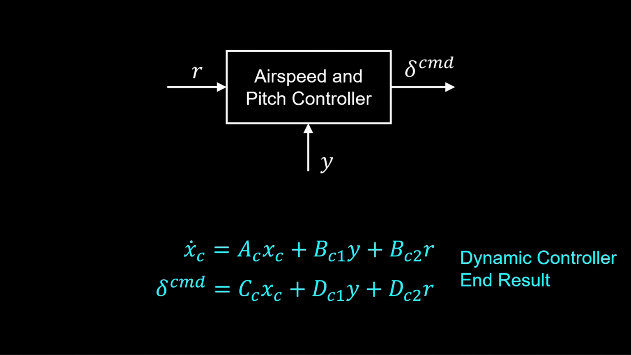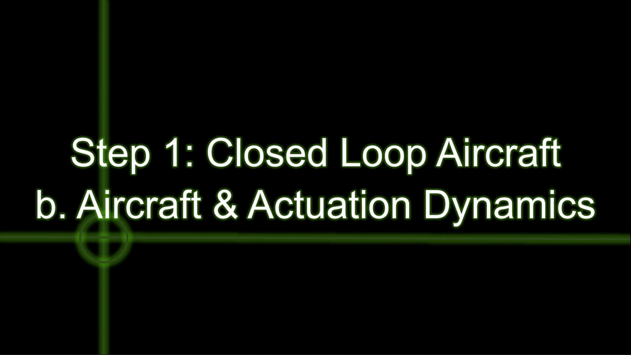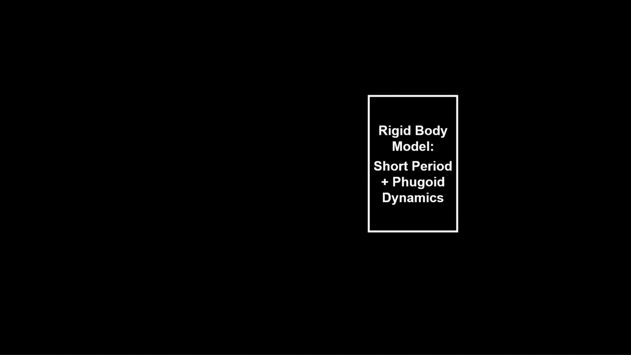Now, to close the loop, we need a model of the aircraft dynamics and the control actuation systems. The controller acts on the rigid body dynamics with basic control actuation system models. Here, the rigid body contains the short period and the phugoid modes. The input to the rigid body modes are the achieved elevator and achieved thrust. First order elevator, throttle, and engine actuation system models are used.